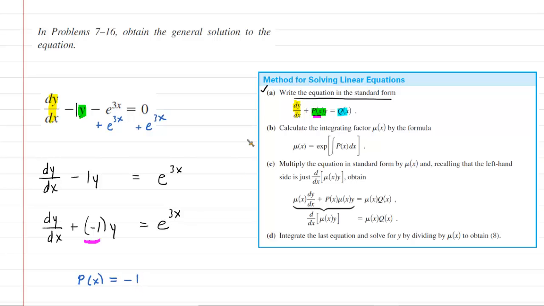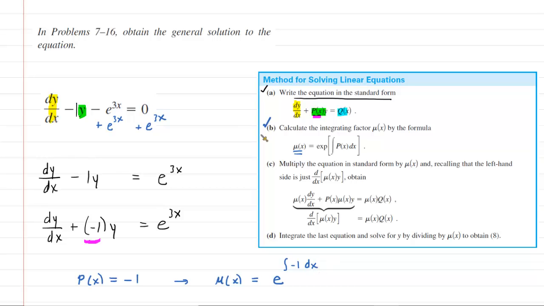And that's useful because in the second step, we have to figure out the so-called integrating factor, mu of x. And mu of x is going to be e raised to the power of the integral of our p of x function. So in the second step, we can say that our integrating factor, mu of x, is equal to e raised to the integral of our p of x, which again is just -1, and then dx.